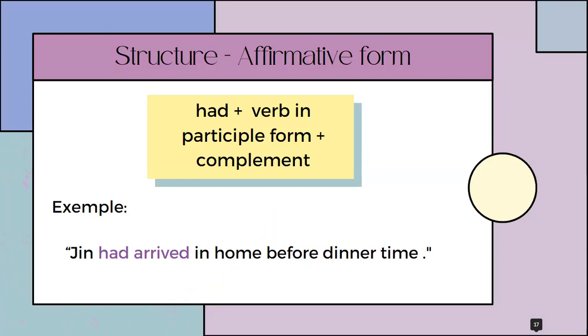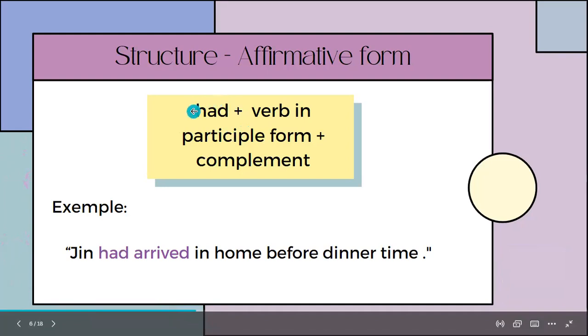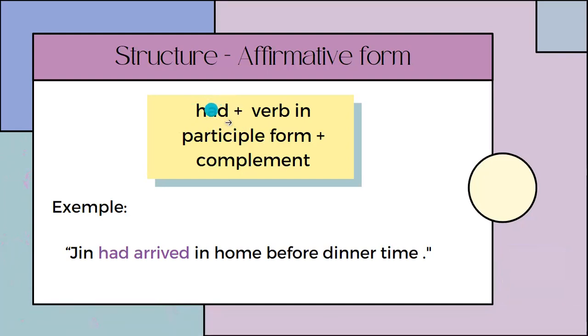Now you ask, but how? How do we use it? How is the form, the structure? And here I came to show you. First of all, we're going to use had, that is the past form of have, plus the principal verb in the participle form, plus the complement.